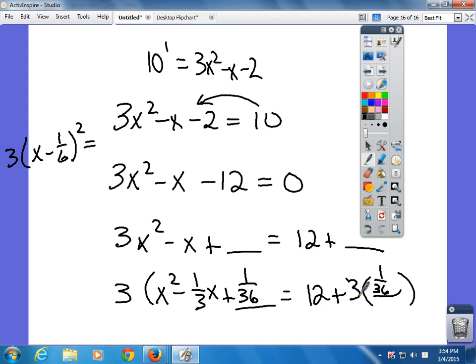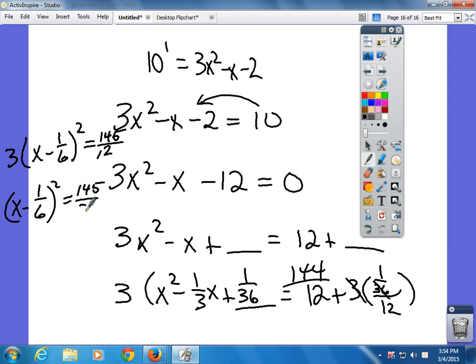and we can take that out and take that out of a 12, right? 3 over 36, 12 times, right? And this will be 144 over 12. 144 plus 1 is 145. 145 over 12. And then divide by 3, multiply by 1/3, that's going to be x minus 1/6, quantity squared, is equal to 145 over 36.